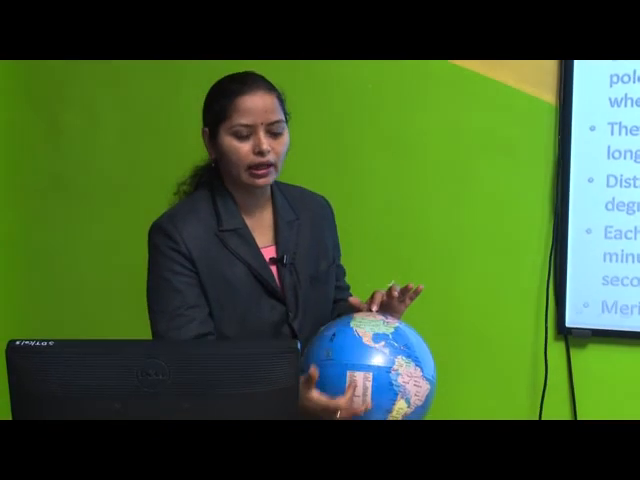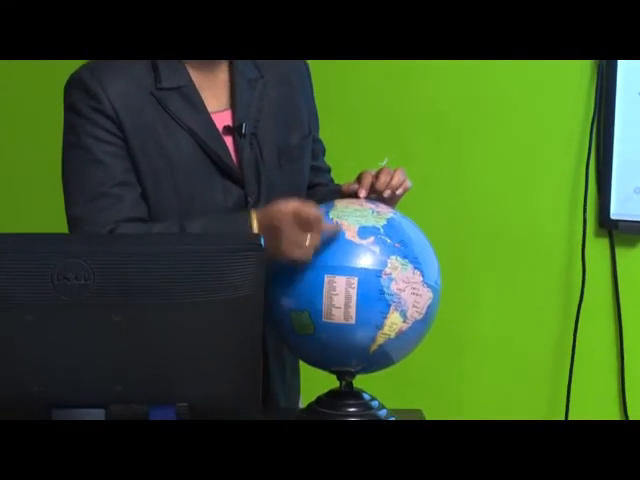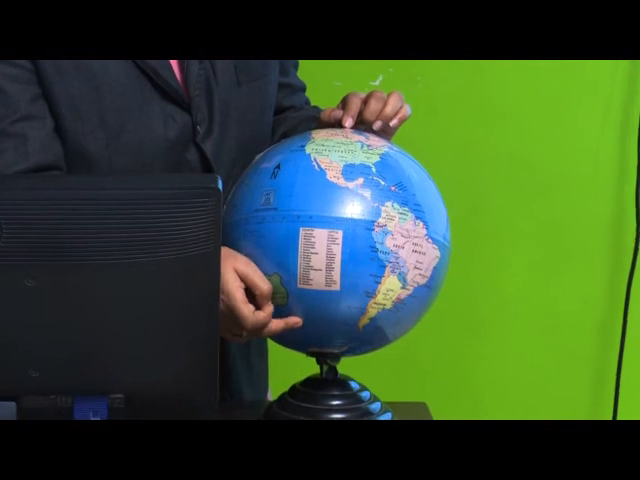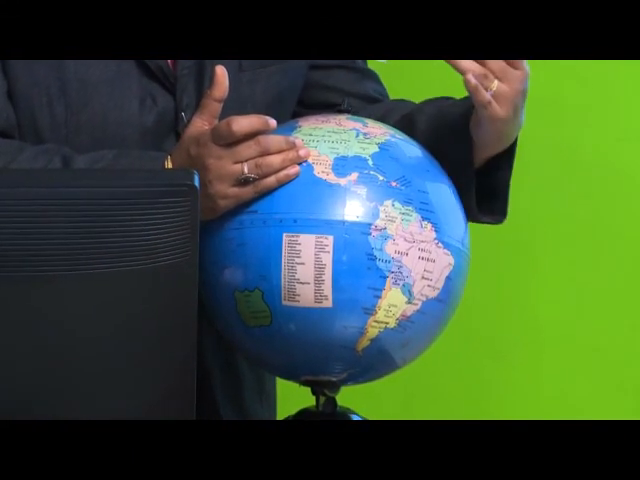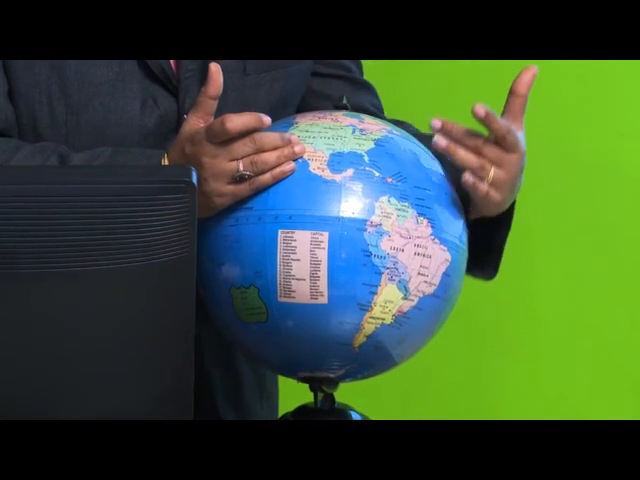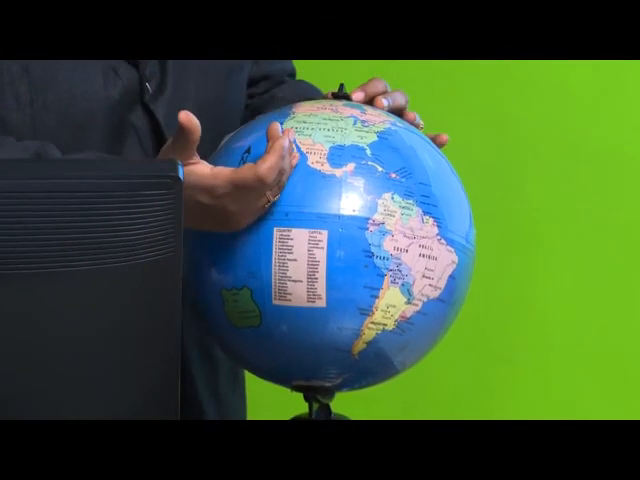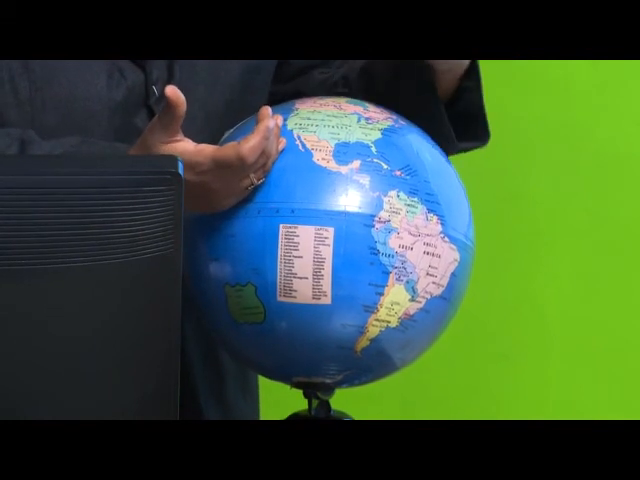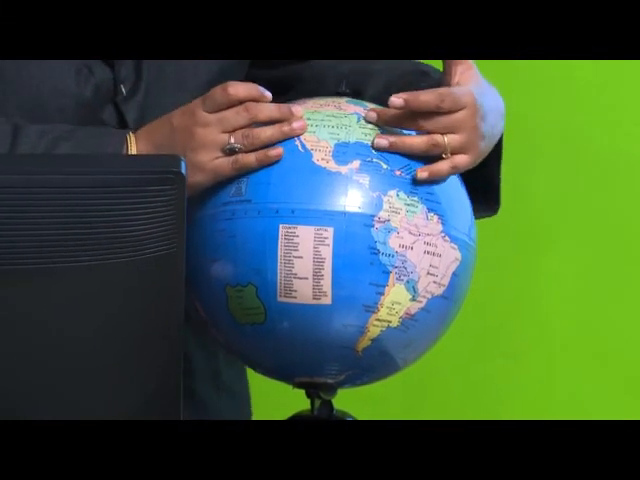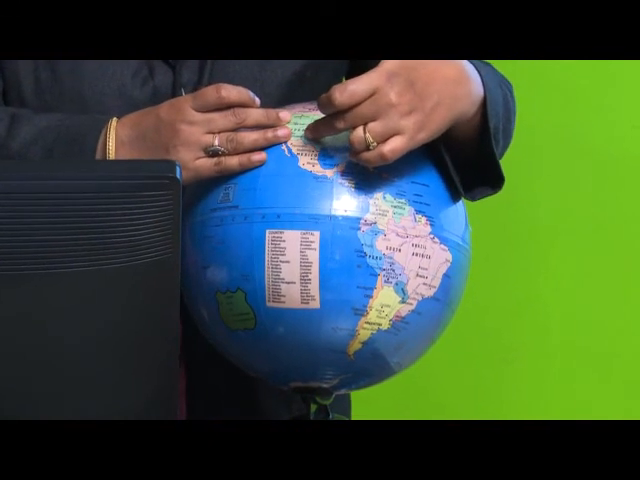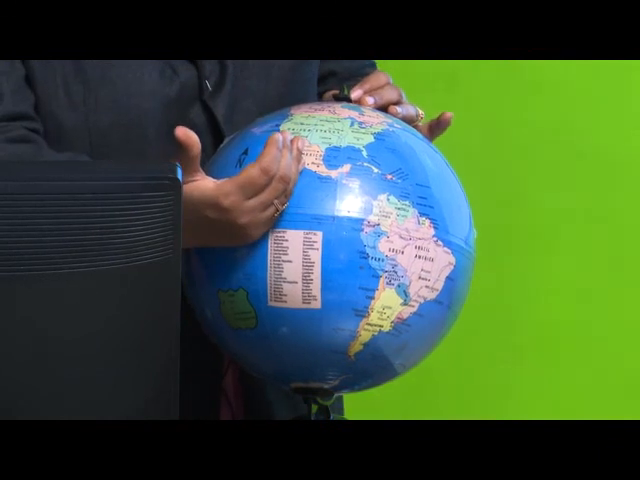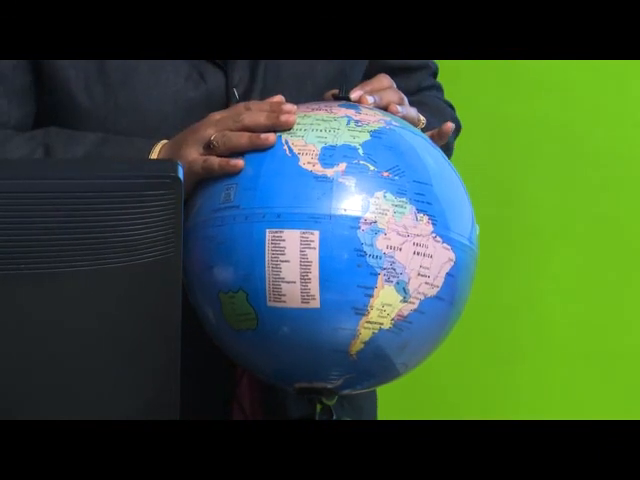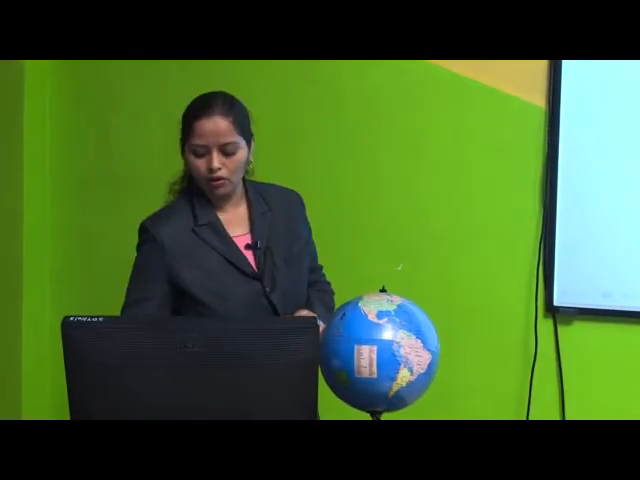See this center line, children. This center line, vertical line, is 0 degree, and to the east of this 0 degree there are total 180 longitudes, and again to the west of this 0 degree longitude there are total 180 degree longitudes. Now I will show you a small video, children.